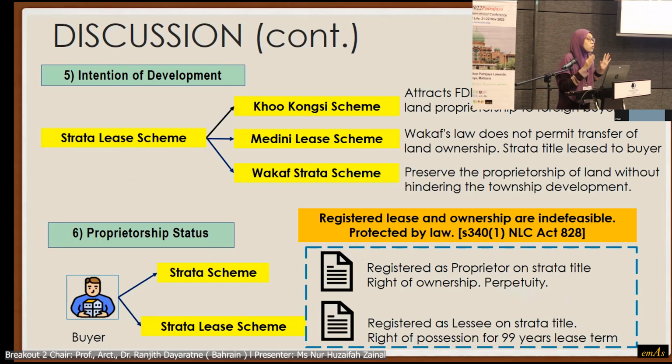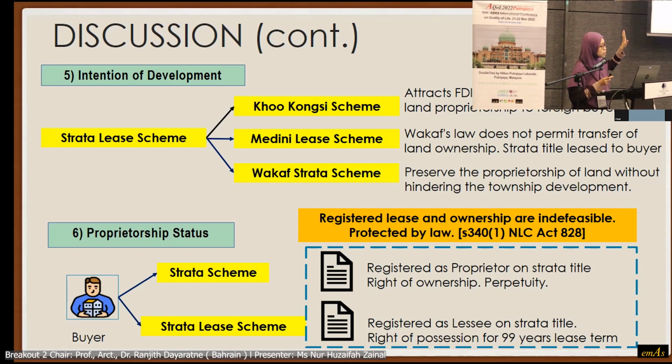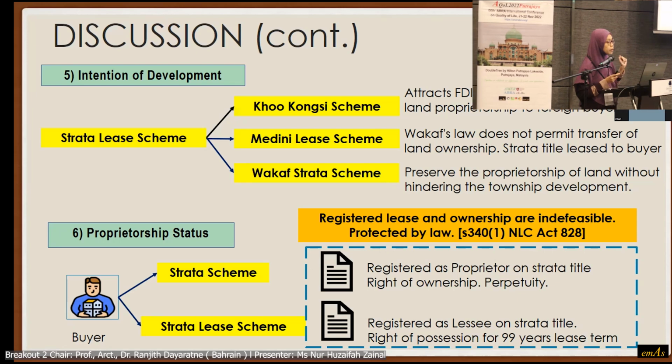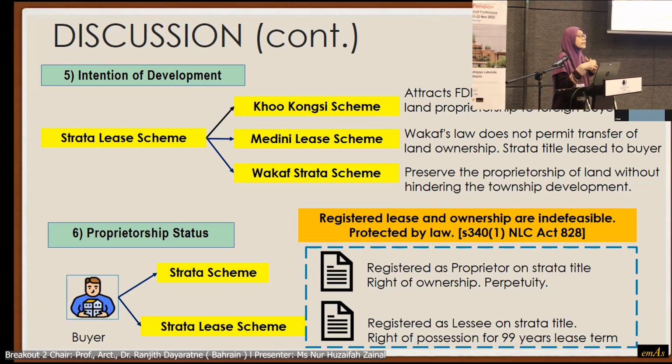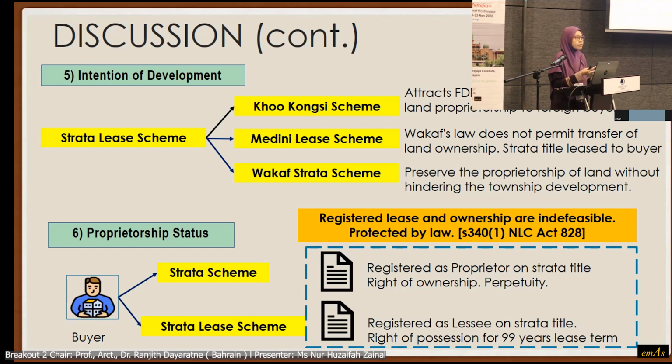Why is it that we did not know there is such a thing as a separation between a normal strata scheme and a lease scheme? It's because the lease scheme is only these three schemes: the AQoL2022 scheme, the Medini scheme, and the wakaf scheme. The AQoL2022 scheme is a lease scheme in Penang. The Medini scheme is in Johor, and the wakaf scheme is in Penang. But they were differentiated because of the intention of the development.